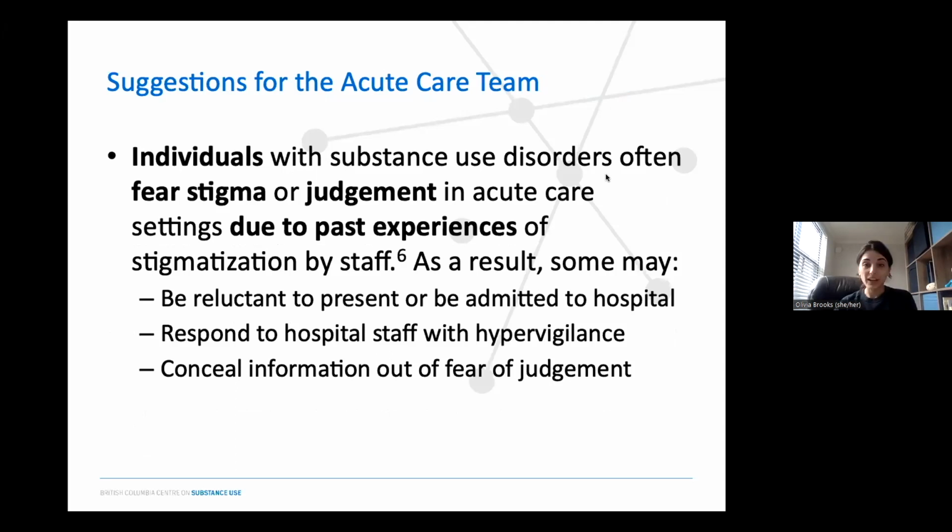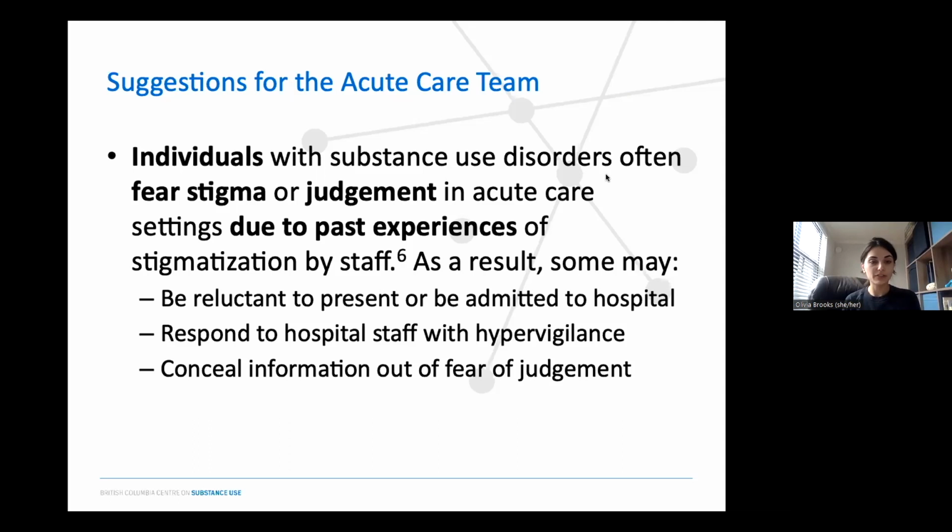That being said, acute care isn't often utilized to its maximum potential, and often quite the opposite. People with substance use disorders often fear stigma and judgment when they present to acute care because they've had that happen to them in the past. As a result, they may not even want to present to hospital. Often patients don't want to come to hospital until they're on death's doorstep. And that can make treating the situation much more challenging because they are in so much pain.